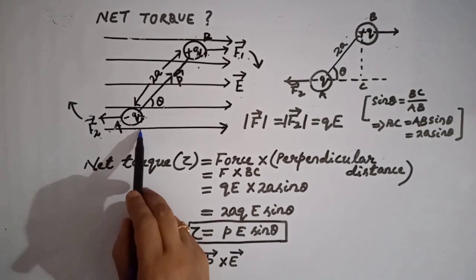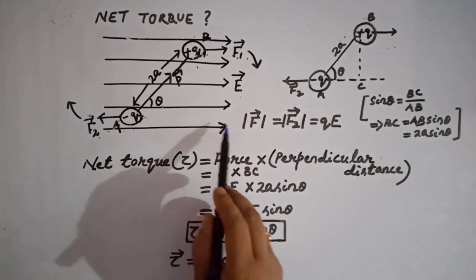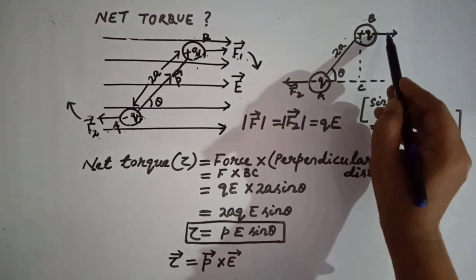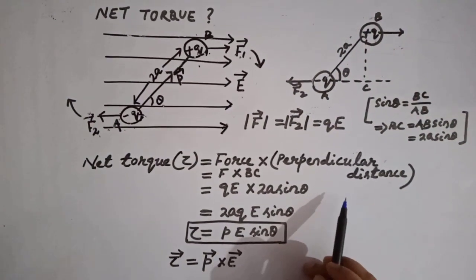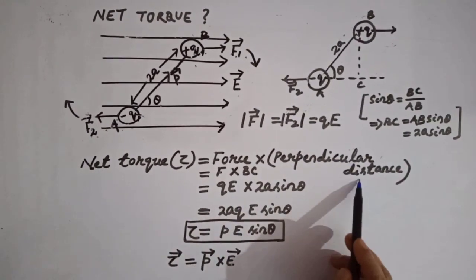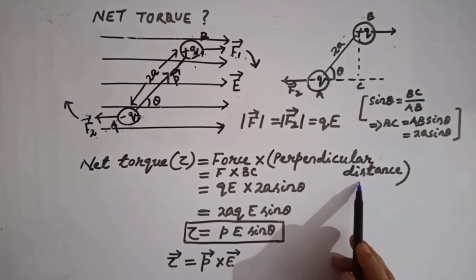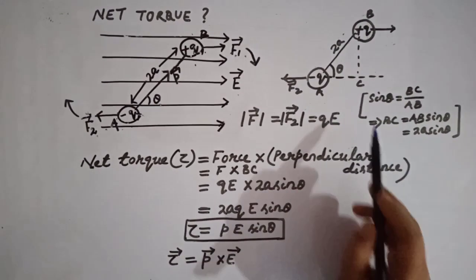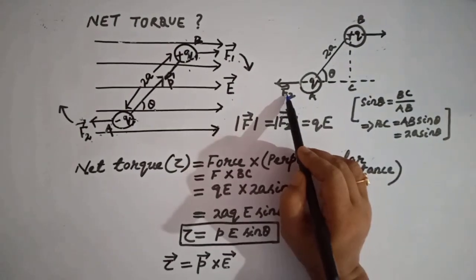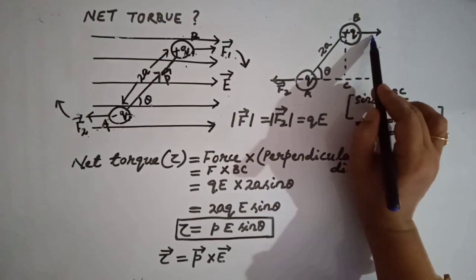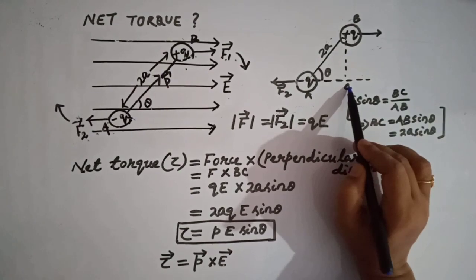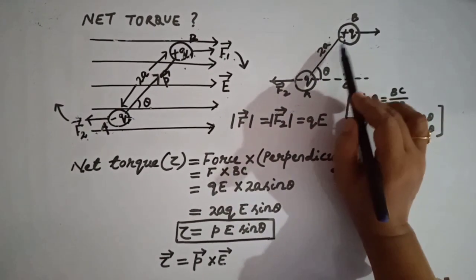What is the value of the torque? Net torque is equal to force into the perpendicular distance between the line of action of those two forces. To find the perpendicular distance between the lines of action, here F2 acts like this, F1 acts like this. So in triangle ABC, BC is the perpendicular distance, and the length of the dipole is given as 2a.